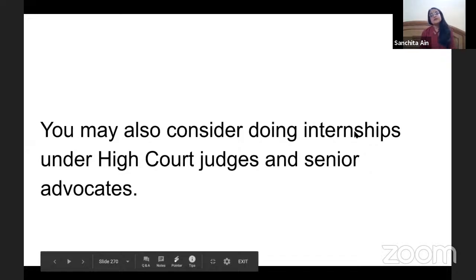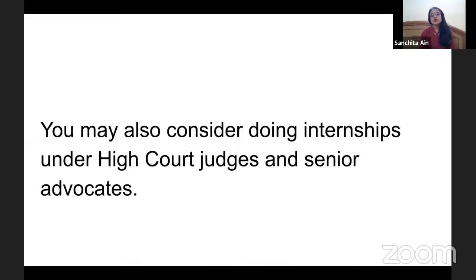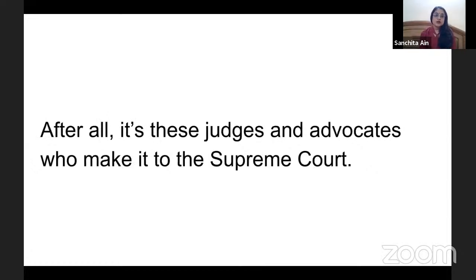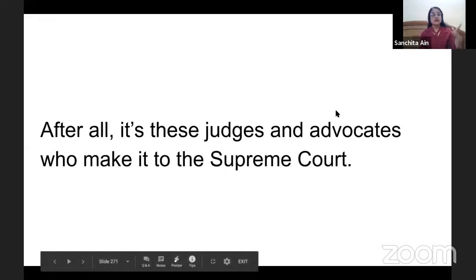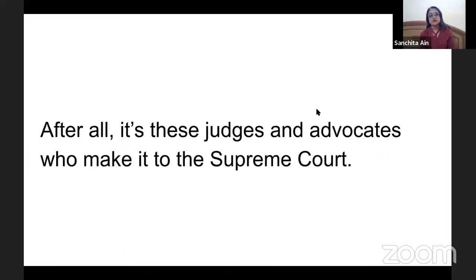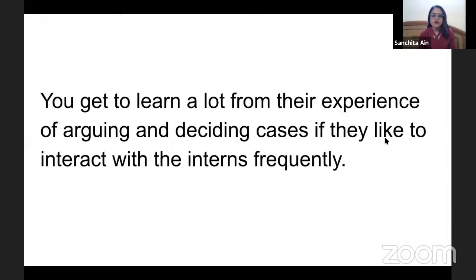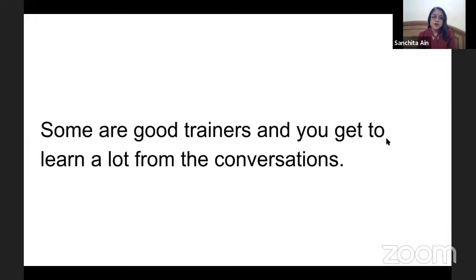You may also consider internships under High Court judges, senior advocates, right? Supreme Court judges as well. After all, it's these judges and advocates who make it to the Supreme Court. So sometimes you can get someone like Justice Muralidhar, for example. He's amazing at it right now. If you get somebody like that, I think doing an internship would be great. So you need to find that out as well. You get to learn a lot from their experience of arguing and deciding cases if they like to interact with the interns frequently. Next slide, please.